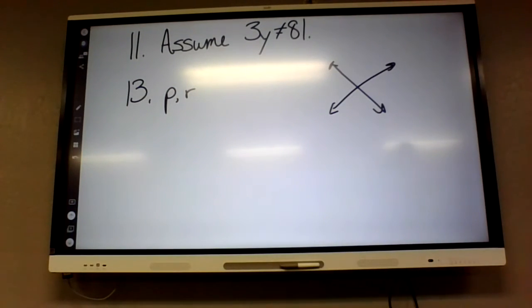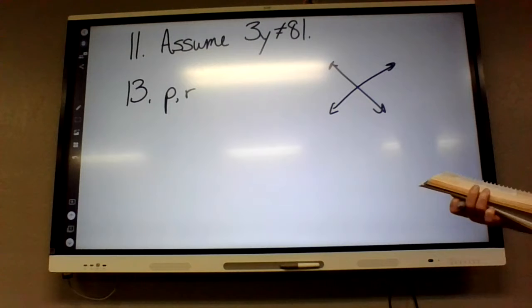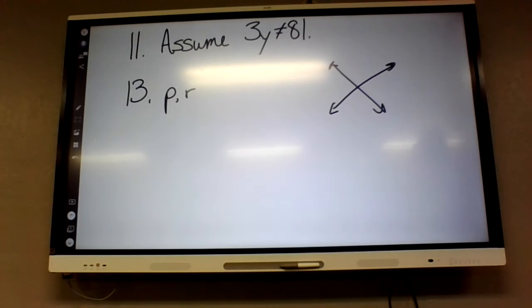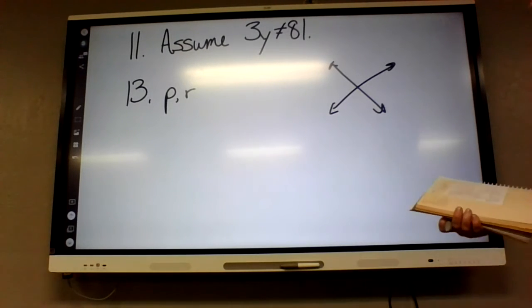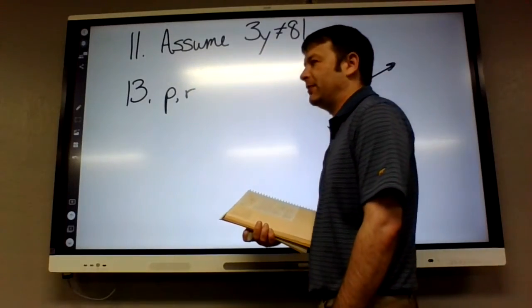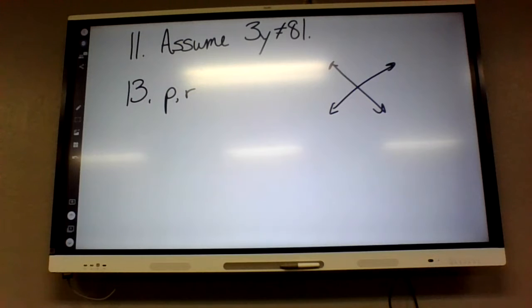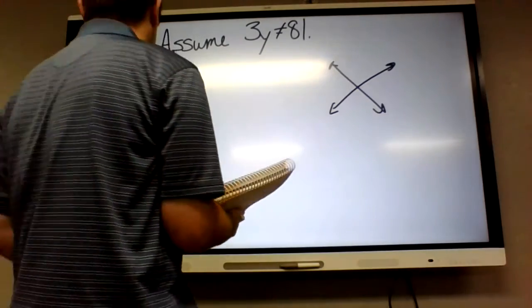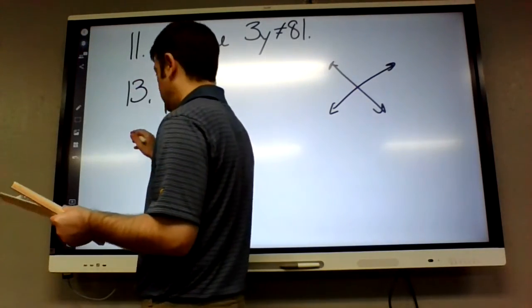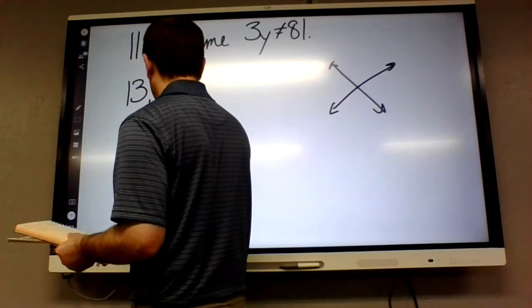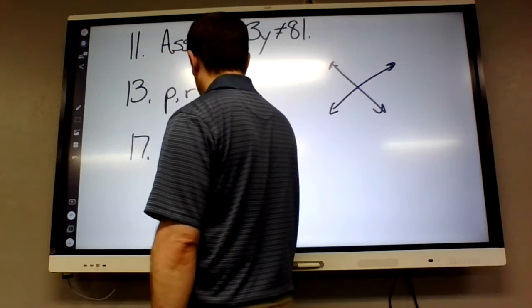Okay, on 17 it says, state whether each pair of statements is contradictory or not contradictory. If they're not contradictions, explain why not. So if they do not contradict each other, we have to give a reason why they work together. Okay, number 17, is this a contradiction? God's word is truth, God's word is fallible. Is that a contradiction? Yes. So on 17, we're just going to put contradiction.